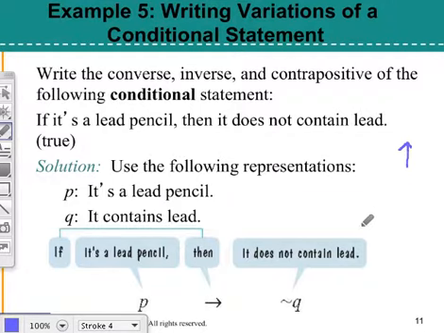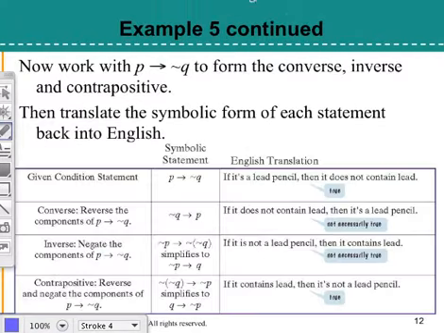Anyway, here's our given statement. If it is a lead pencil, then it does not contain lead. If we have an item in our hands, we're calling it a lead pencil, then it does not contain lead. That is true. Okay? Weird, but true. Now, let's consider all the possibilities. Here's our given statement, so we got that. I told you that was true. If it does not contain lead, then it's a lead pencil. Well, my coffee cup does not contain lead, it's not a lead pencil.